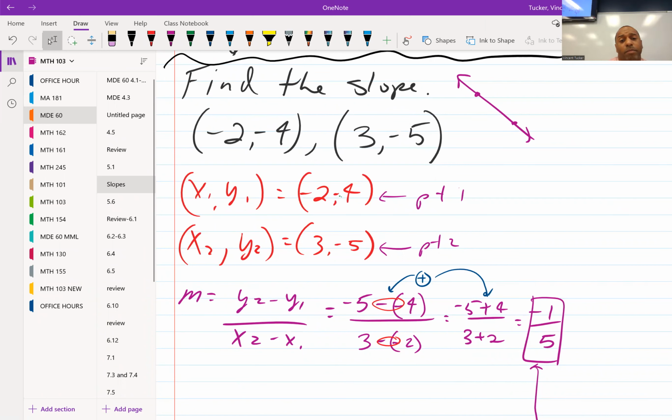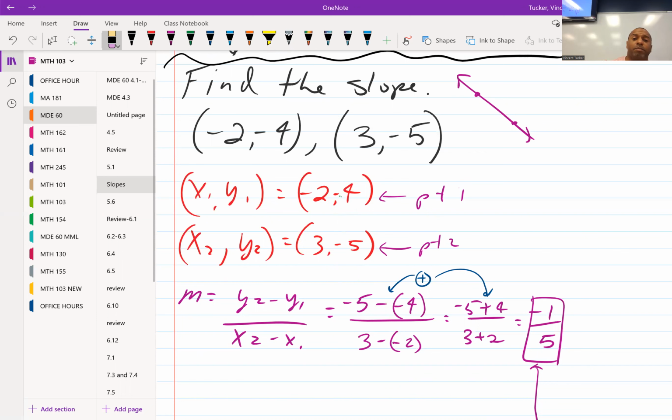So when we have this set up, y2 is -5. Y1 is -4, so that's -5 minus -4. So be careful here, make sure you don't lose a negative. There's a minus sign in the formula, but then there's also a negative that's associated with that -4. A lot of times people will lose a negative, just make sure you're careful with that.